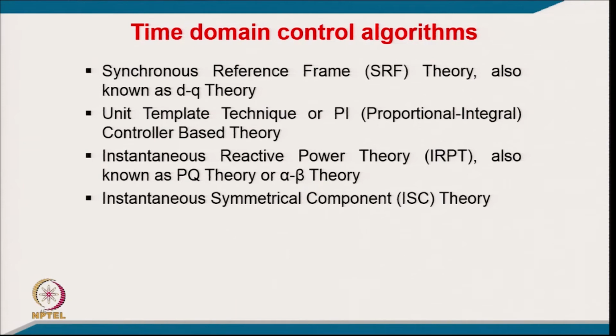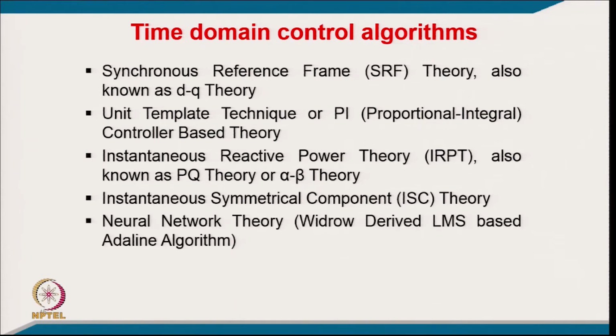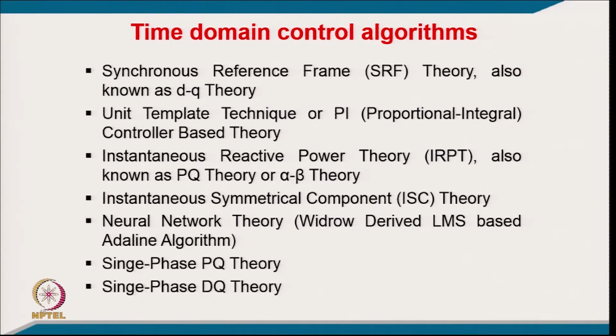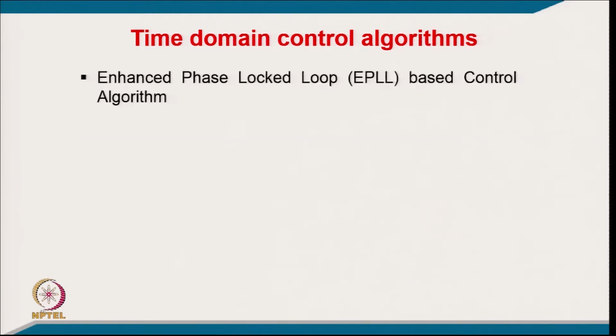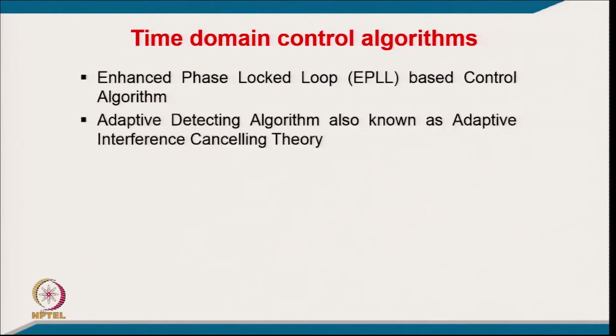or alpha beta theory, then instantaneous symmetrical component theory, then neural network theory, window driven LMS algorithms, and single phase PQ theory, single phase DQ theory, then enhanced phase locked loop based control algorithm, then adaptive detection algorithm, also known as adaptive interference cancelling theory, and many more. There are plenty of algorithms which are available and are used typically for the control of UPQC. These are time domain control algorithms.